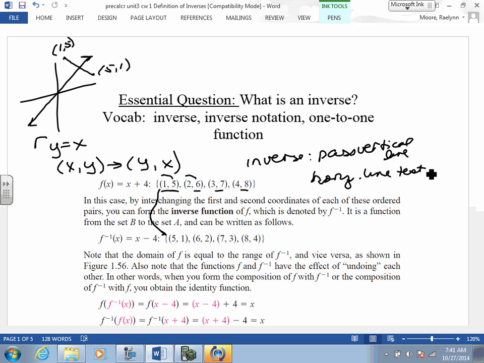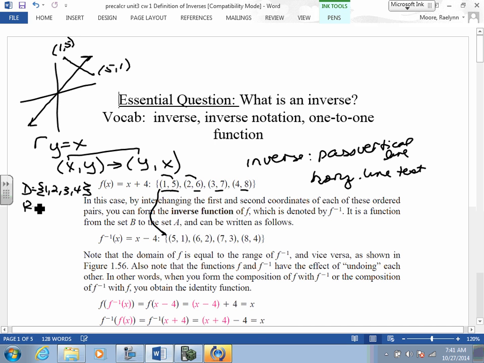Another thing that happens, because you switch the x and the y, is that the domain and the range switch as well. Whatever the domain was for the first function, when you make the inverse, it swaps. Here's your domain for this one: 1, 2, 3, 4. And your range is 5, 6, 7, 8. Notice when you swap them, your domain, which was an x, goes to a y, which is your range. Your range, which was a y, goes to the x, which is a domain. So now your domain swaps with your range.